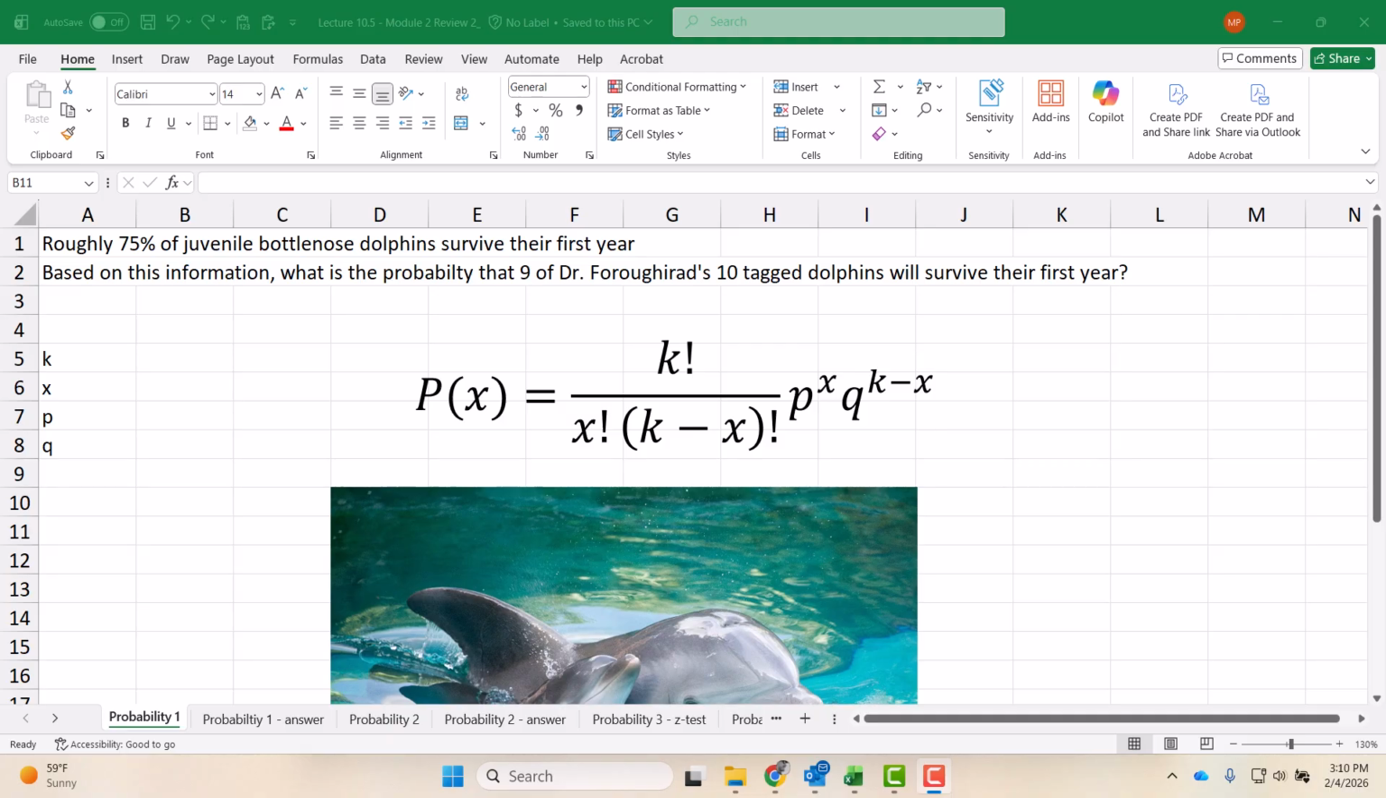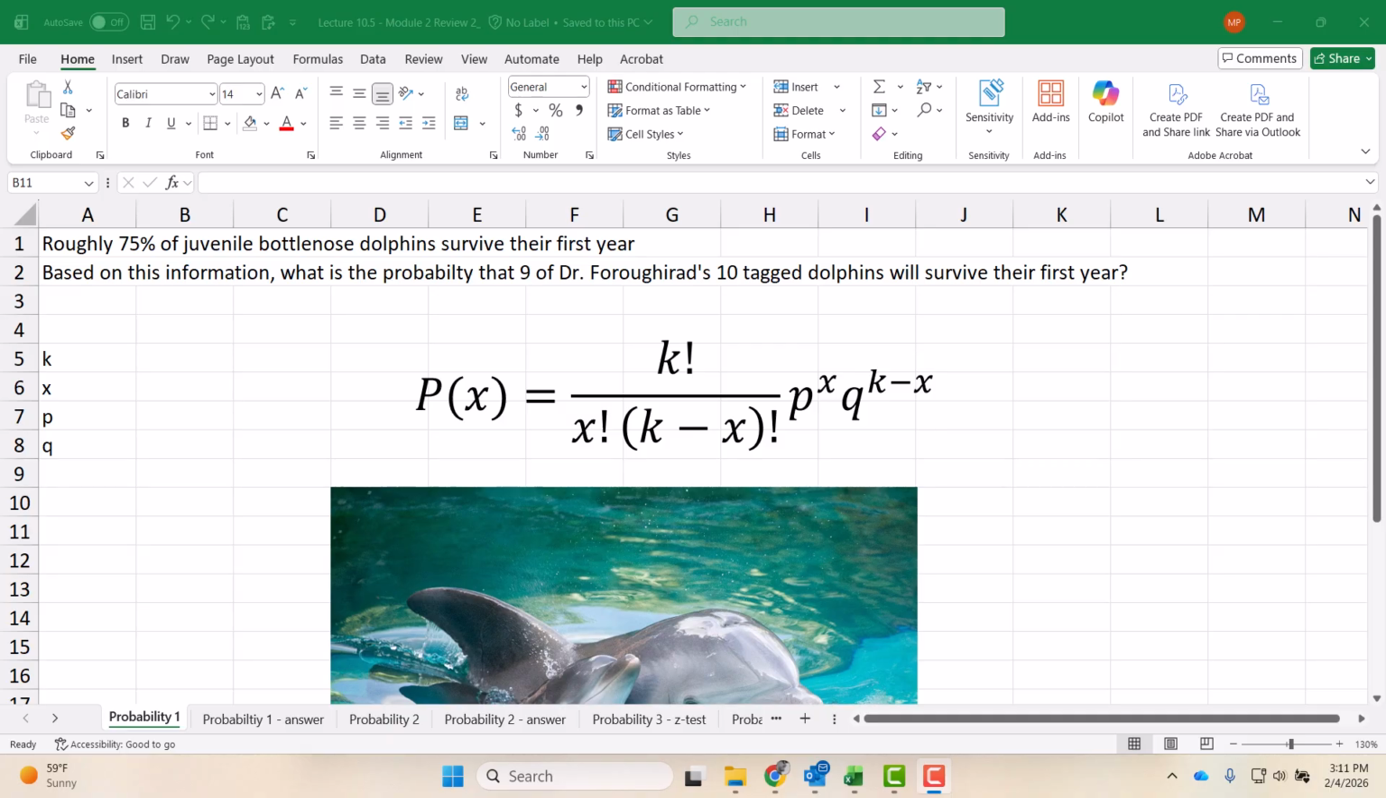Let's say that we're interested in survival rates of newborn bottlenose dolphins. We know that based on literature review that 75% survive their first year. And we want to know what the probability is that if Dr. Farugurad tags 10 first-year dolphins, 9 of them are going to survive. We're not given a histogram. We're not told the population size of these bottlenose dolphins, and we're given some prior information.